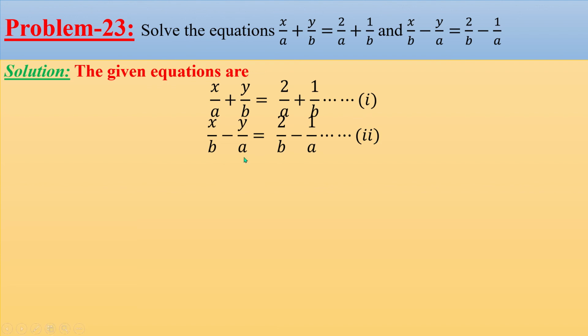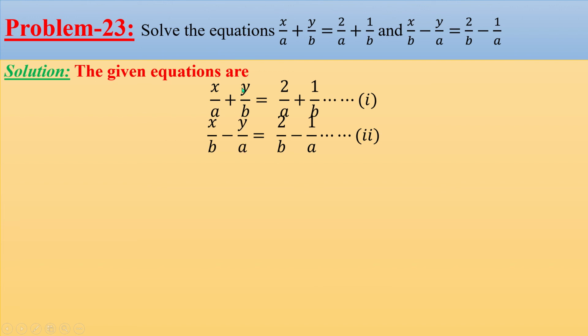Now follow. As here is plus and here is minus, so the target is to vanish y. You can vanish x, no problem. So here the coefficient of y equals 1 divided by b, and here the coefficient of y equals 1 divided by a.